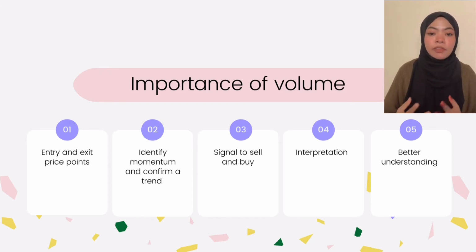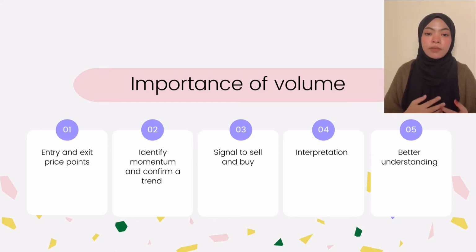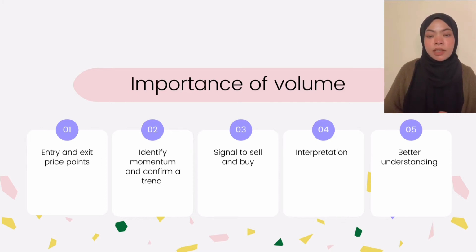Next is identify momentum and confirm a trend. If trading volume increases, price generally moves in the same direction. That is, if a security is continuing higher in an uptrend, the volume of the security should also increase and vice versa. Next is signal to sell and buy. Trading volume gives a signal when an investor should take profit on a security due to low activity. If there is no relationship between the trading volume and the price of a security, this signals weakness in the current trend and a possible reversal.